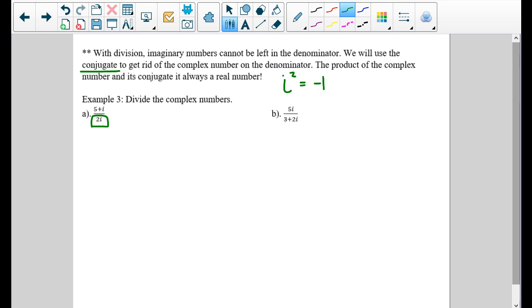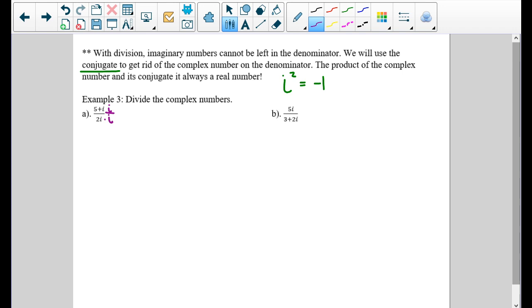Now in letter A, that's what we're going to use. All I have is a 2i. There's no plus and minus in there. So what do I just need to multiply this bottom by? I just need to multiply it by another i. And whenever I multiply the bottom by i, I'm going to multiply the top by i as well, because then I'm only multiplying by 1. i over i is 1. So I'm not changing the value of it, I'm just changing the way it looks.